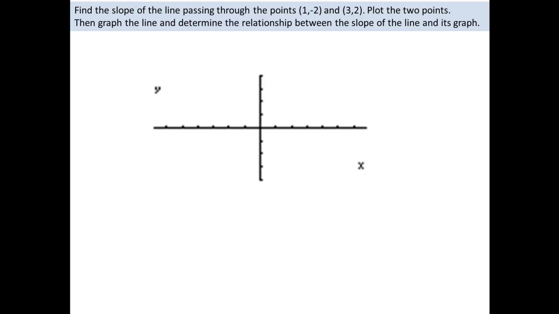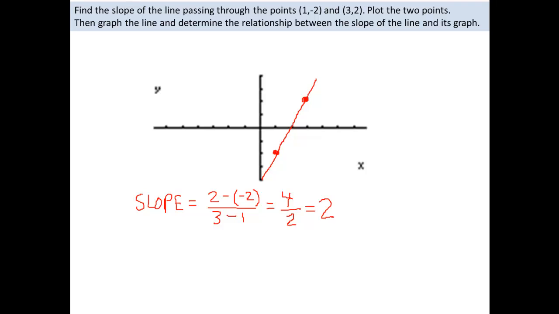Let's look at an example. I have 2 points, (1, -2) and (3, 2). And if we connect these points with a line, I get something kind of like that. And the slope, of course, is going to be positive because this is an increasing function. And what is that slope? It's the change in y divided by the change in x values. And 4 divided by 2 tells me that the slope of this line is 2.